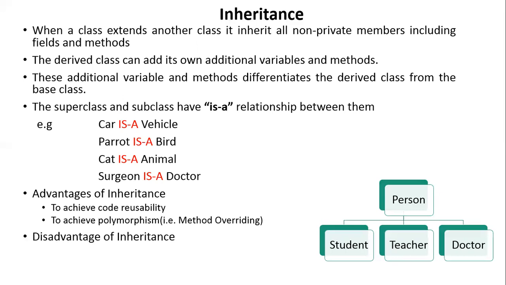Now, what is the disadvantage of using inheritance? The main disadvantage of using inheritance is tight coupling. It means the two classes, the parent and child class, get tightly coupled. When we change the code of the parent class, it affects all the child classes which are inheriting or deriving the parent class, and they cannot be independent of each other. So that is the disadvantage of inheritance.